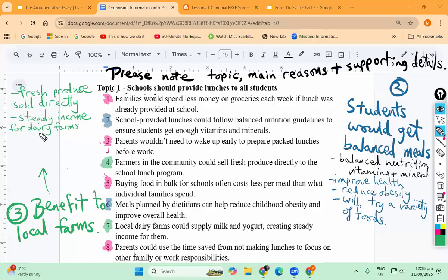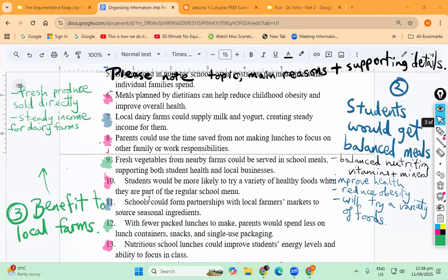Now, to me, the example is dairy, but it could be any type of farm, right? So, steady income for farms who grow root crops, steady income for farms who grow corn, or who provide eggs, or who provide meat, right? Poultry farms, whatever, right? So this is just dairy, but you don't have to use dairy as the example, right?